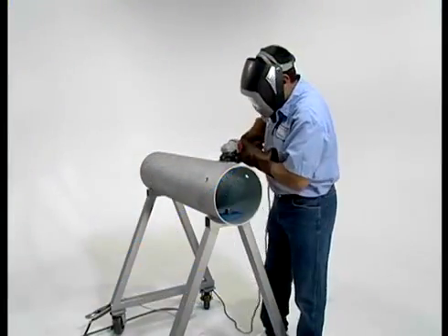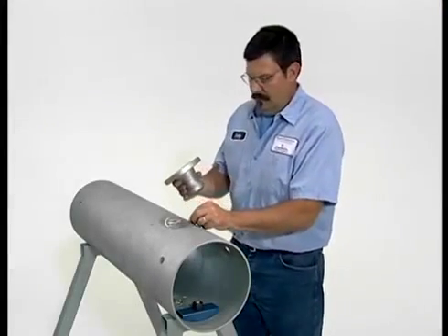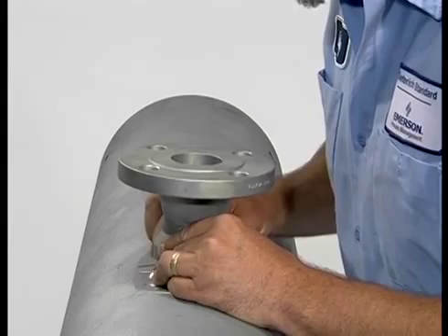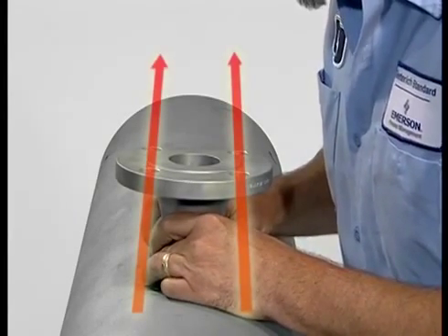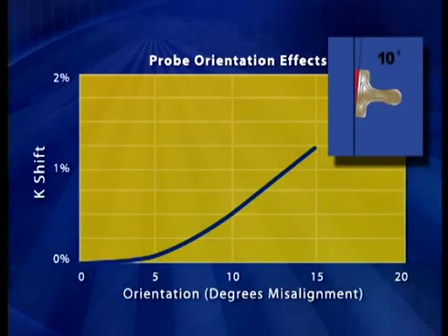After the hole has been drilled in the pipe, clean the area with a grinder, and then gap the hardware 1/16 inch and properly align it so that the Annubar sensor will be in the correct orientation when it goes into the pipe. This chart shows the importance of Annubar alignment. Note the significant increase in K-shift as a result of misalignment.